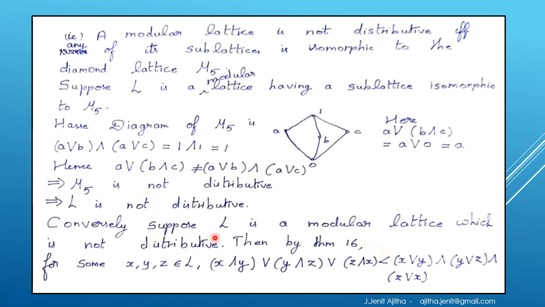Now the converse part. Suppose L is a modular lattice which is not distributive, then by theorem 16 the inequality does not hold. Therefore, this is less than this. That is, (x meet y) join (y meet z) join (z meet x) is less than (x join y) meet (y join z) meet (z join x).